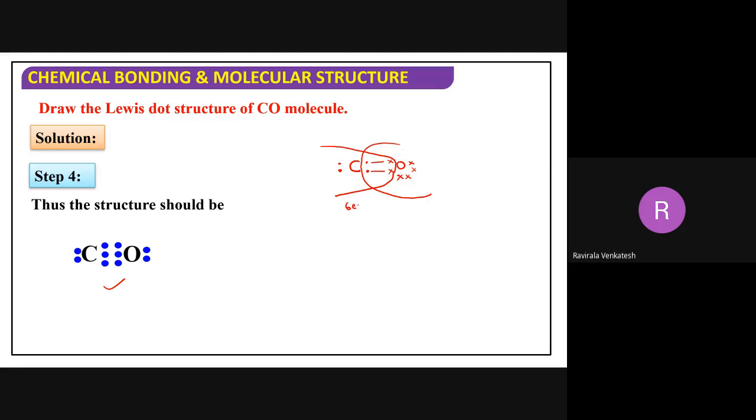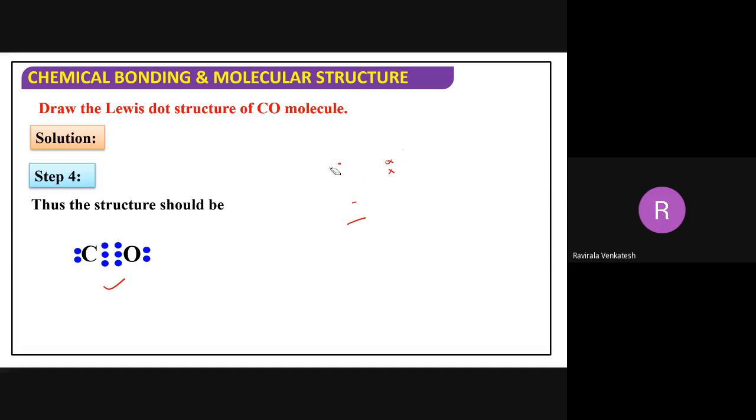Now, is it the correct structure? No, sir. Oxygen is okay. For oxygen, 8 electrons are getting: 1, 2, 3, 4, 5, 6, 7, 8. But carbon is getting only 1, 2, 3, 4, 5, 6. So you can't make this structure. So how to make the structure?